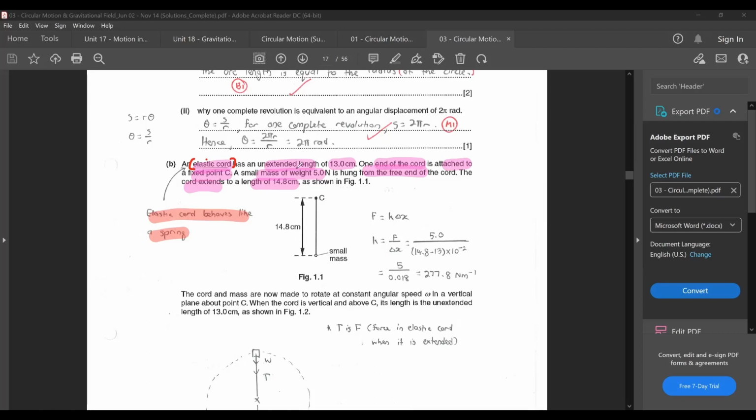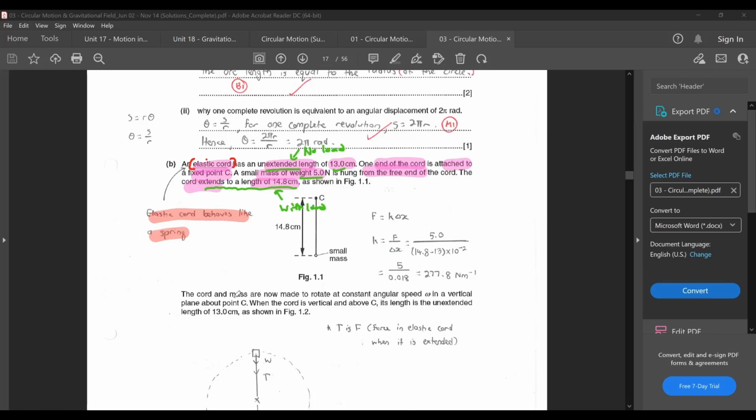They originally tell you that the unextended length was 13 centimeter. This one is when there is no load. But then after that, when they attach a weight of 5 Newton, a load is attached now to one end of the cord. The cord is actually now extended to a length of 14.8 centimeter. So this one is with load. So for now, just understand that your cord here is able to extend. It's actually behaving like a spring. We will make use of this information towards the last part of your question.